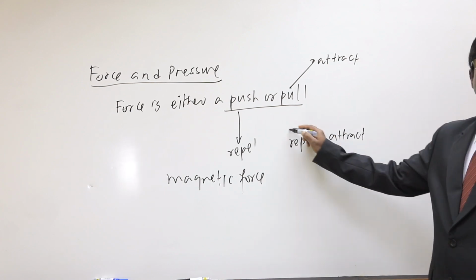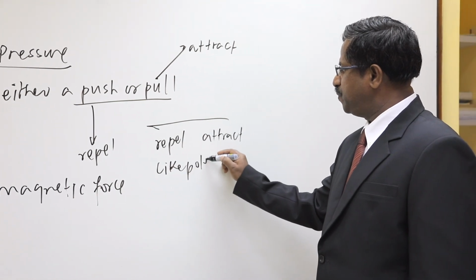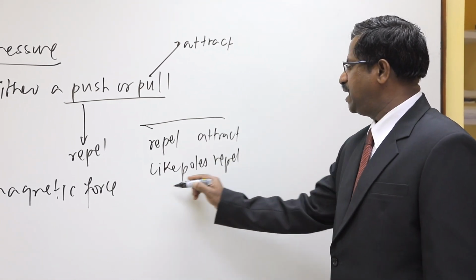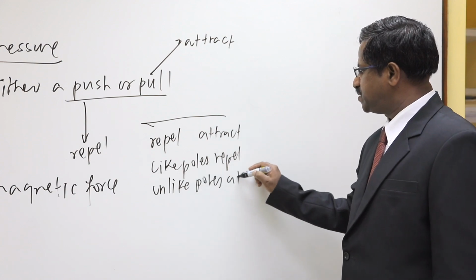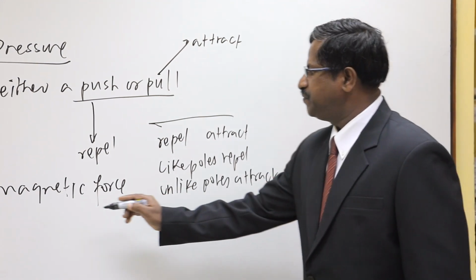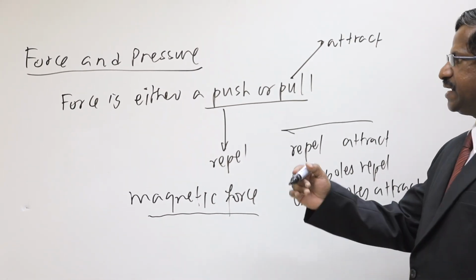As you all know, the law of magnetism: like poles repel, unlike poles attract. So magnetic force is a type of force we are going to see today. There are many types of force.